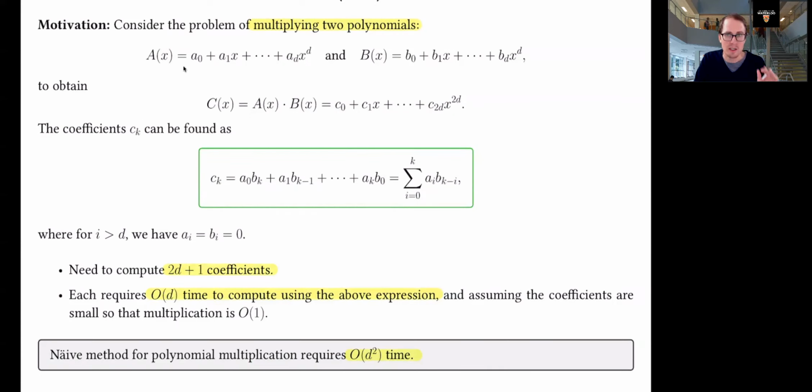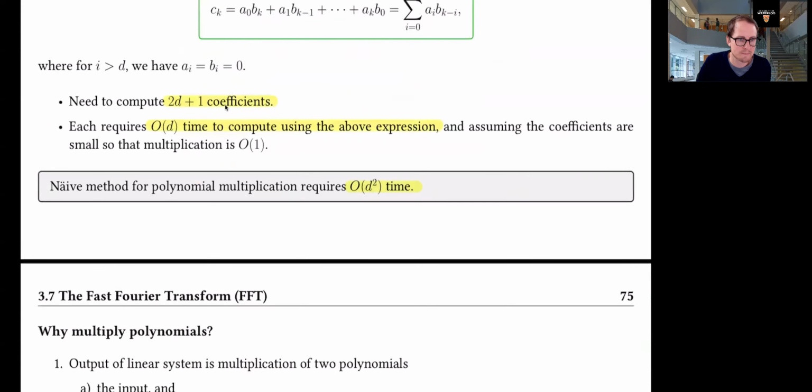Just to clarify, in this polynomial, x is a scalar. So when I plug in a value of x, A of x just gives me out a number. And same with B. And so C is also just a number when I plug in any given value of x.